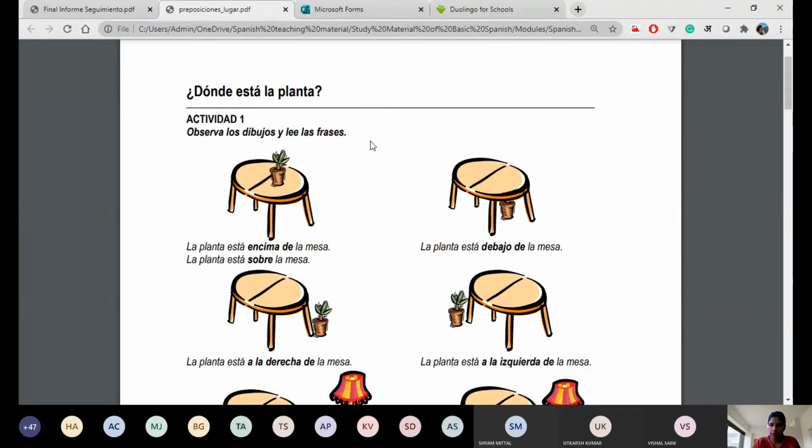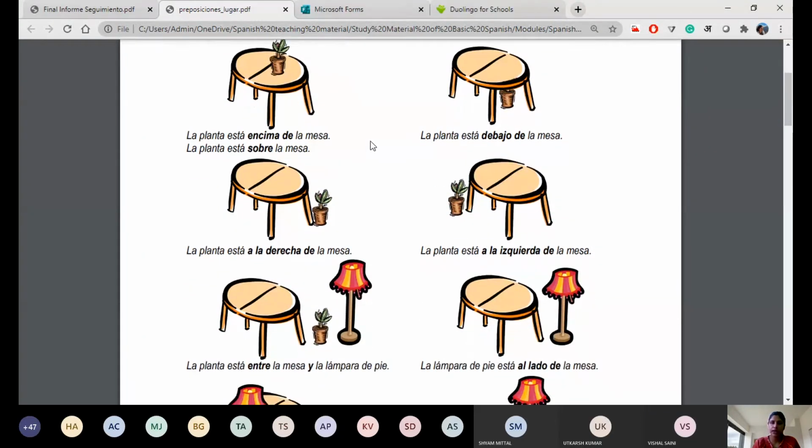Okay, let's go to the third one. When your plant or anything is to the right of something, we have to see the meaning: a la derecha de means to the right of. So derecha is right. Like the political parties also, there is a right and left party. In Spain they use derecha to indicate the right party, and izquierda is for the left one. To say I belong to the right: Yo pertenezco a la derecha. A la derecha means to the right. So, la planta está a la derecha de la mesa. To the right of the table.